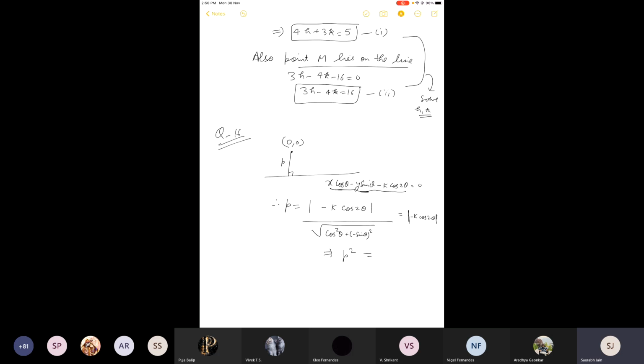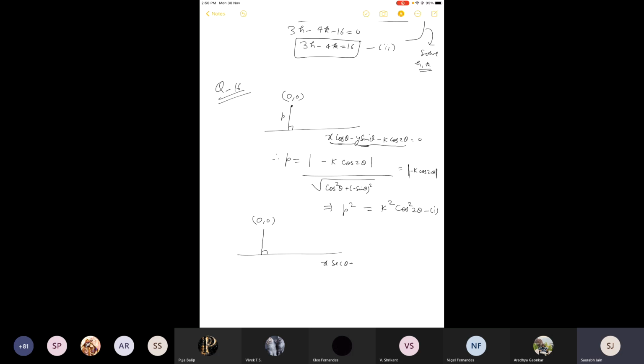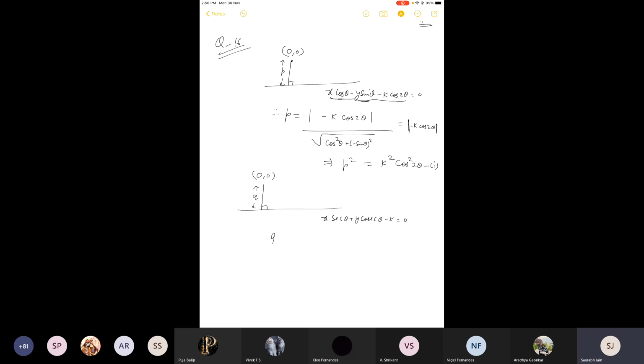This is first. Now from the same point 0, 0, we are dropping another perpendicular on a different line, which is x into sec theta plus y into cosec theta minus k. This time the length of perpendicular is q. In the first case it was p. But same formula will be used. q equals, again you put 0, 0 in place of x and y, so what will remain? Only minus k by under root of sec square theta plus cosec square theta.